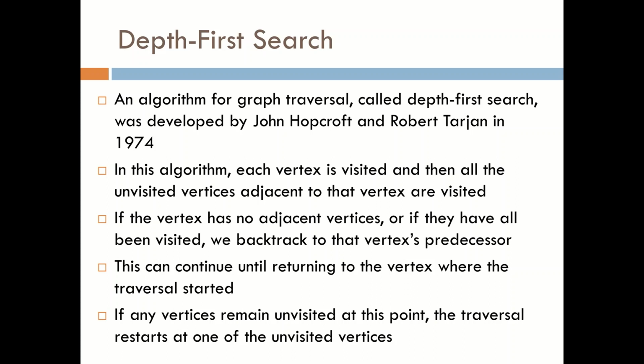the previous vertex, right? This can continue all the way until we get back to the initial vertex where the traversal started. If any vertices remain unvisited at any point, then they would be explored once the backtracking took place, and we would go off and explore that.